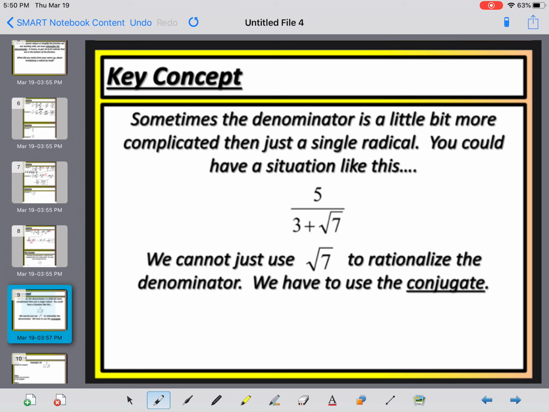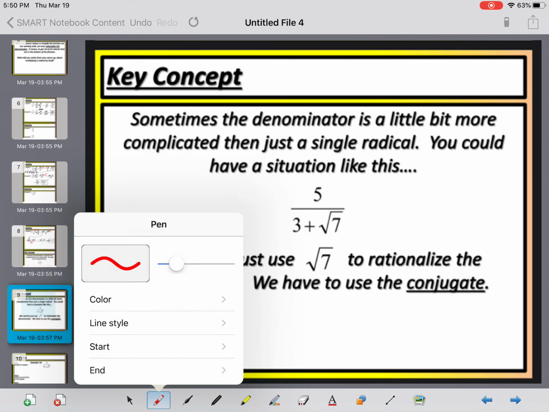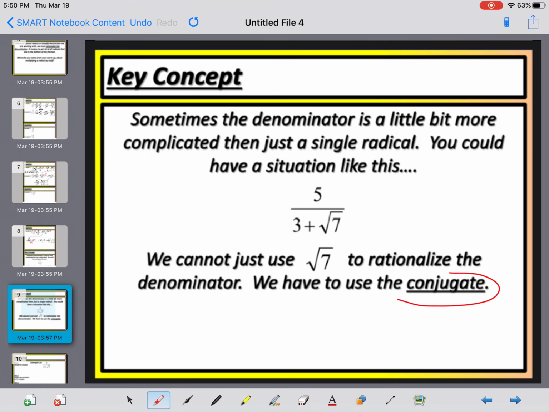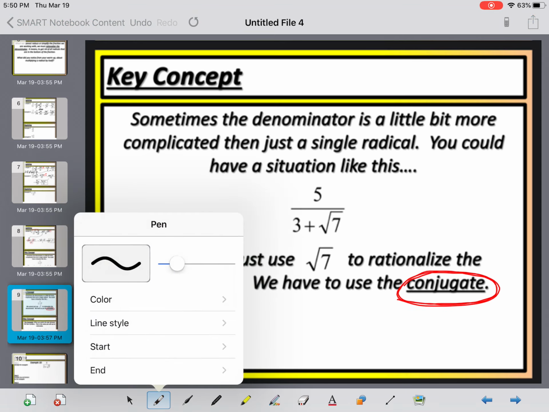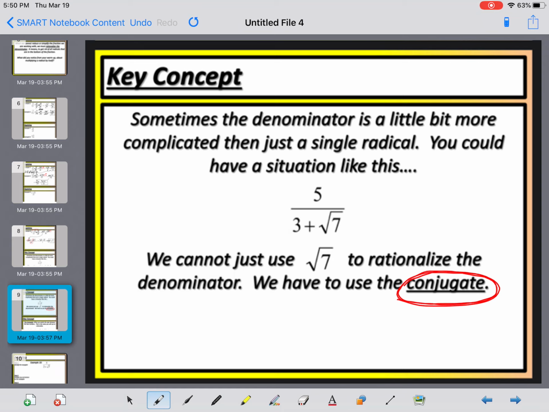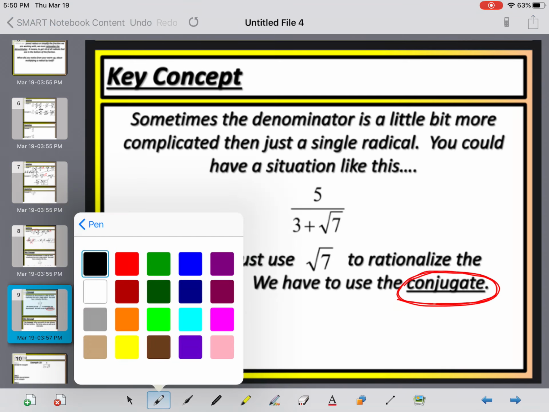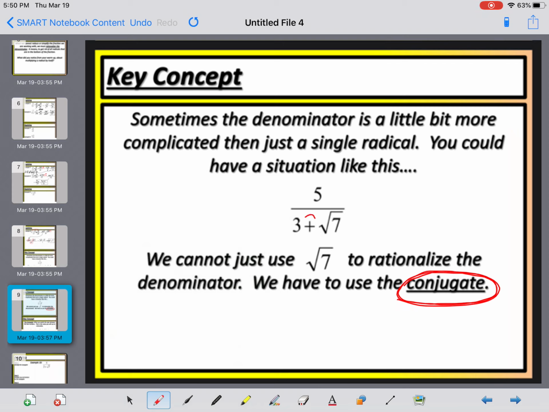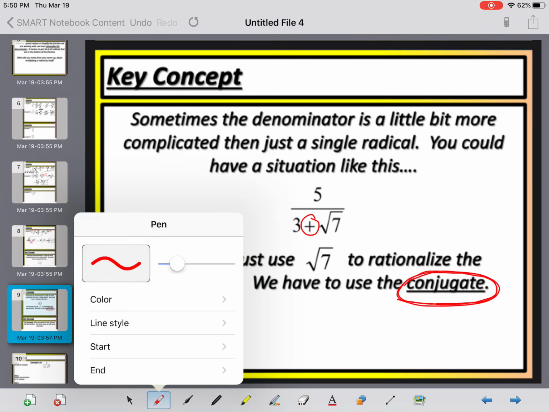Now, up until this point, all of our denominators have just been one radical. But what happens if now I have a binomial? So I have one term plus or minus another term, and there happens to be square roots. We're still going to rationalize. We just have to use a different value. So the value that we're going to use to rationalize now is something called the conjugate. So the conjugate means we take whatever expression is in the denominator and we change the sign that is in the middle of the 2 terms.